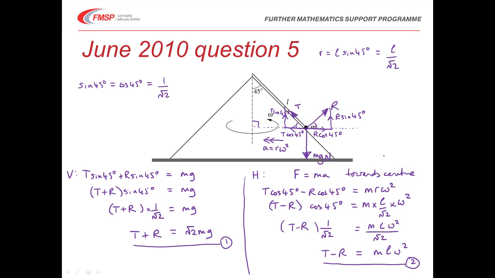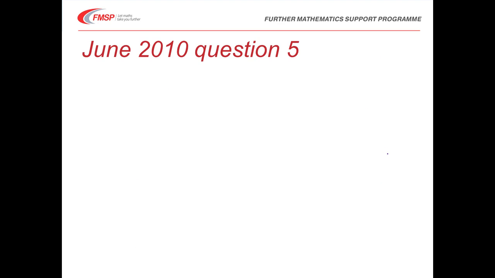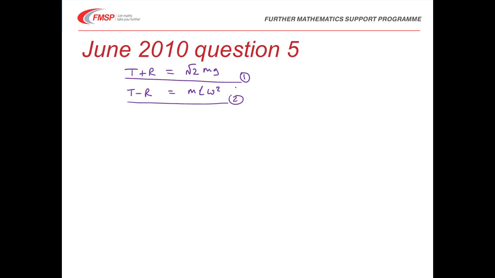So it looks like I should be doing simultaneous equations to sort this out. Let's write down the two equations. So I had the following: T + R equals root 2 mg, and that was my equation 1. And then T − R equals m L omega squared, and that was my equation 2. And let's just refresh our memory about what the question asked, because we're asked to find an expression for T.